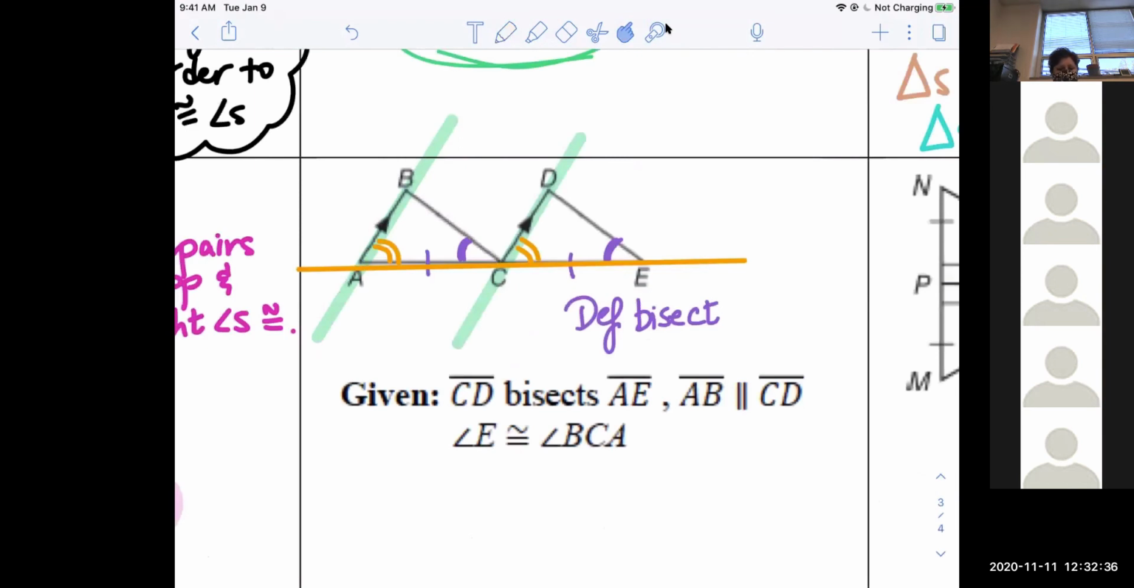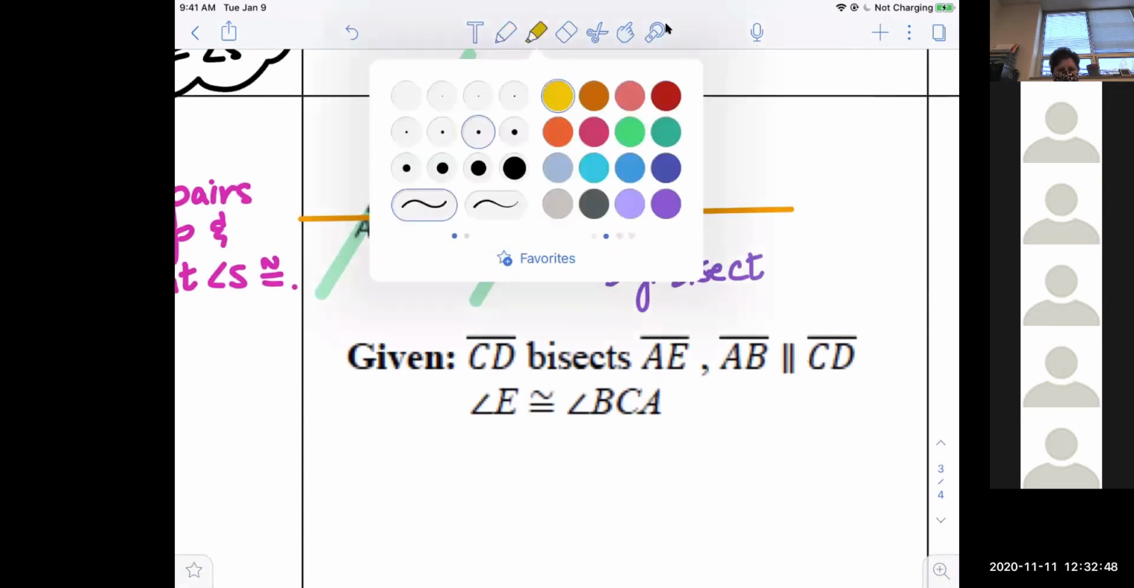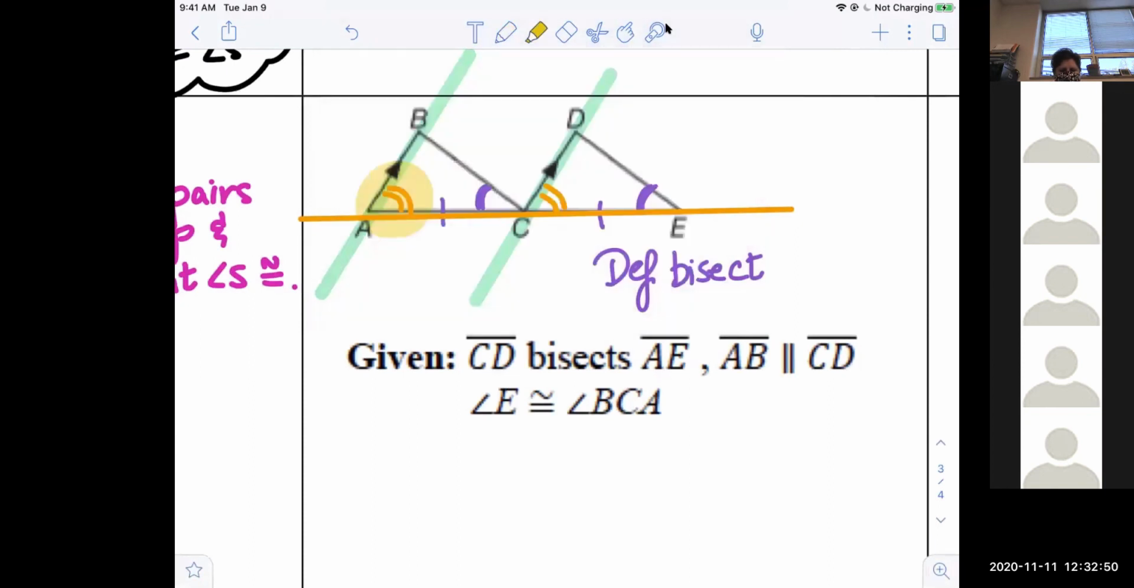What's the reason? Angle, side, angle. Okay, so we have 2 pairs of angles. There's one pair. There's our second pair. And then we have the included side. So angle, then a side, then the angle. Angle, side, angle. Jake, are you with me?